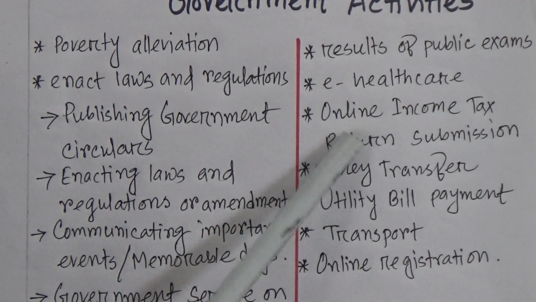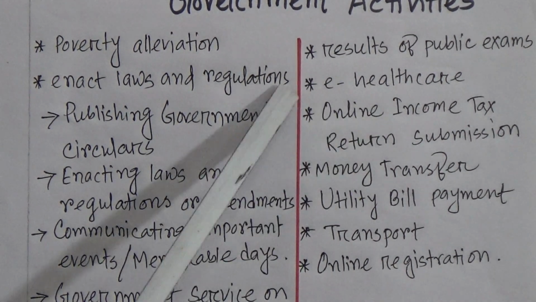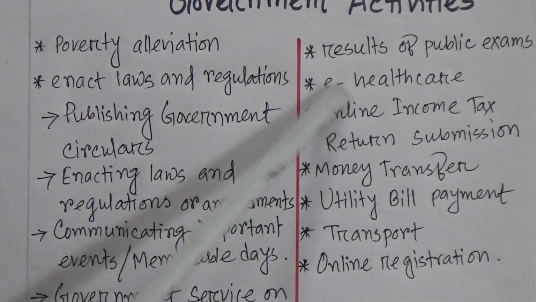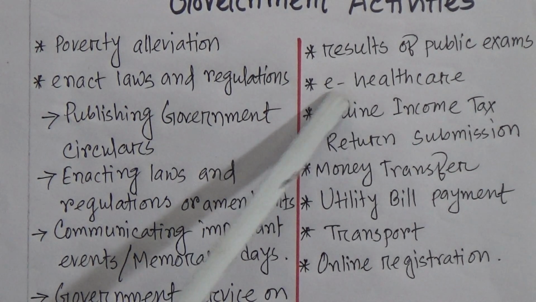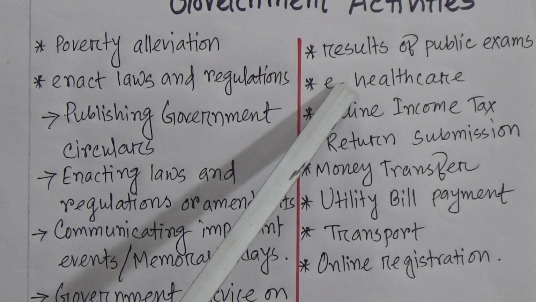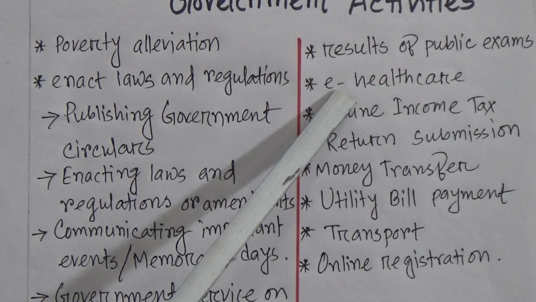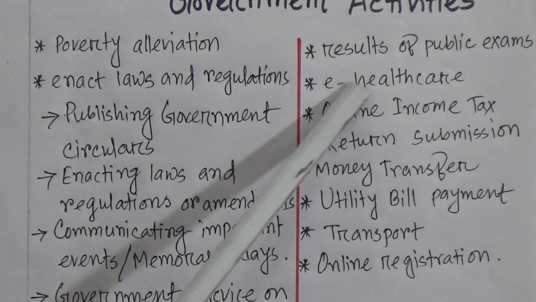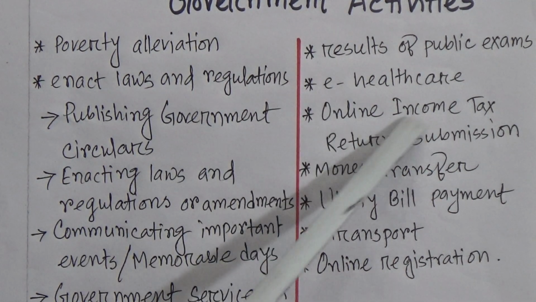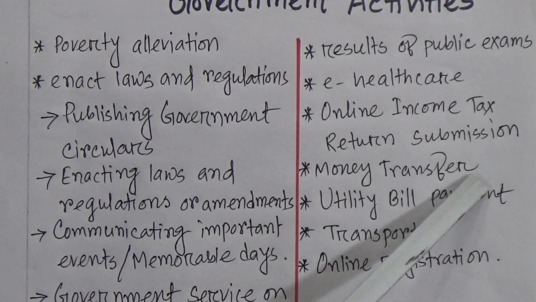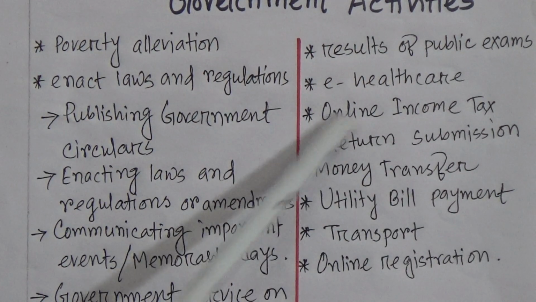Then e-healthcare. Nowadays by dialing specific digits we can get e-healthcare. That means by staying home we can get health help, and this is provided by our government. Online income tax return submission is also done through the internet nowadays.